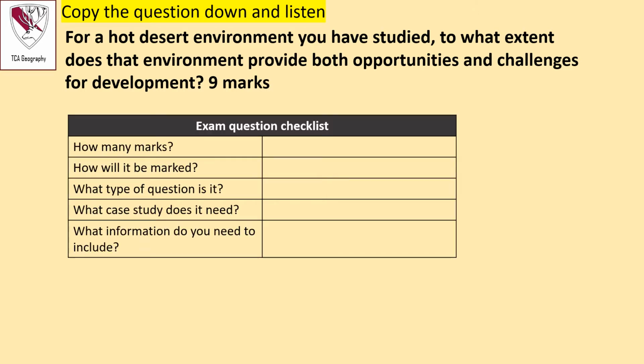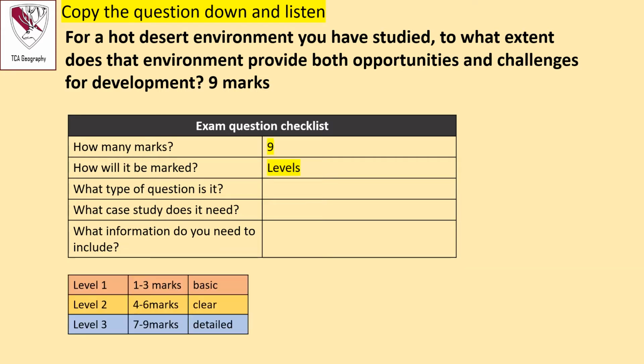Now, before we begin answering, let's have a really good look at this exam question, and I'm calling this a little checklist because at least in your head you should be doing this with every exam question that you come across from now on. So, how many marks? Well, there's 9 marks, and how's it going to be marked? It's going to be marked in levels. Because it's a 9-mark question in geography, they are always marked in levels.